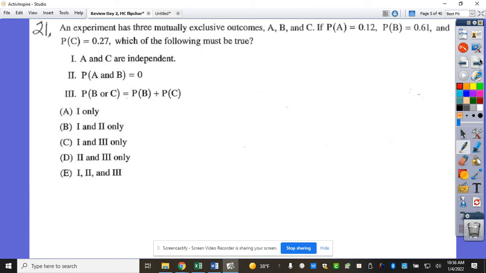An experiment has three mutually exclusive outcomes, A, B, and C. Dealing with outcomes, what does the box represent? Oh, okay, all possible outcomes. That's our entire sample space. If all three are mutually exclusive, how do I draw them here? Make sure that none of them overlap.